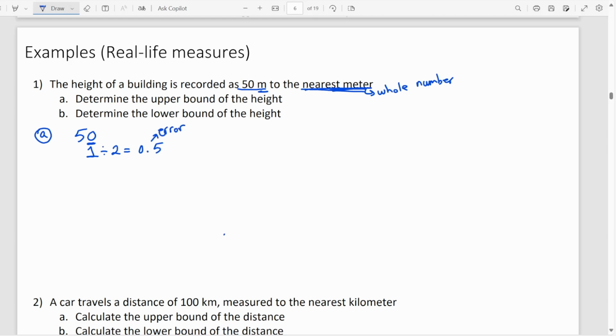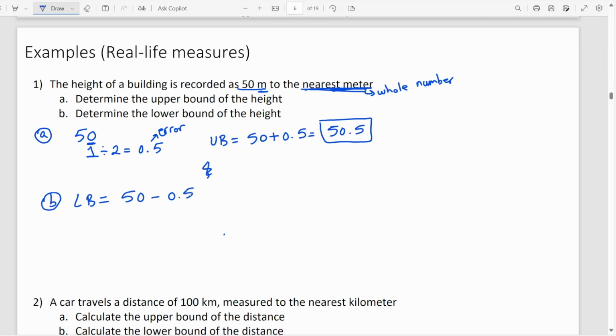Now for part A, to find the upper bound of the height, it's 50 plus 0.5, and this gives us 50.5. And for part B, the lower bound, it's going to be 50 minus the error, so minus 0.5, we get 49.5, okay?